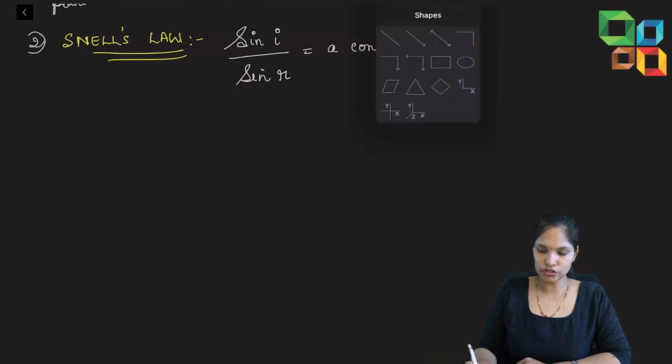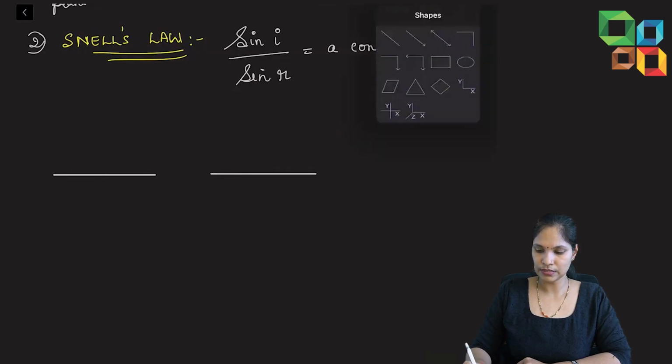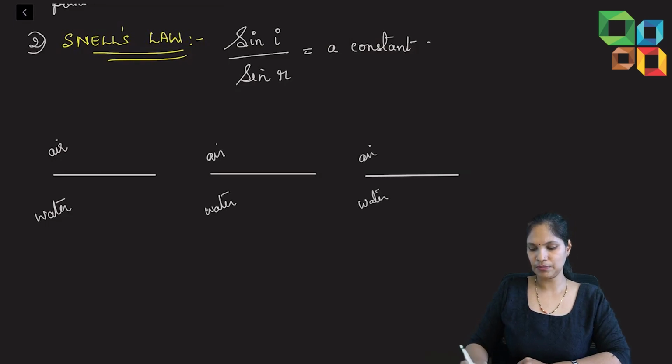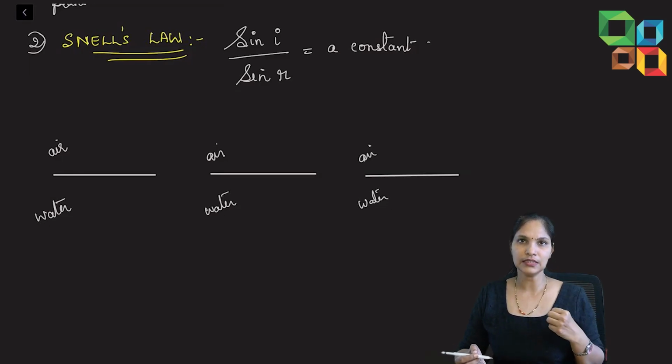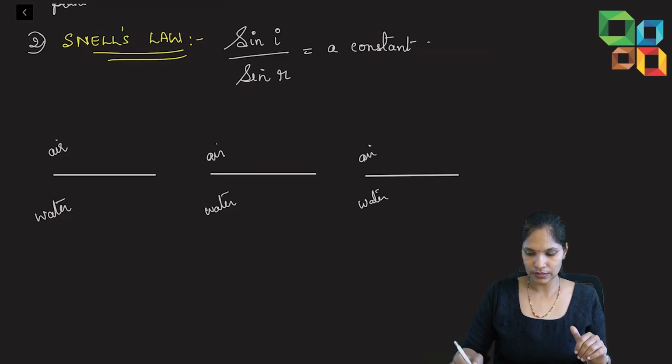So for that, let me assume a refracting surface. This is the interface which separates the two media, and the two media which I'm taking in all the three cases are the same. Air, let me take water here. The same air, same water. Here also same air, same water. I'm not changing any medium here. What I'm going to do in the three cases is send the light at different angles. So let me see what happens.